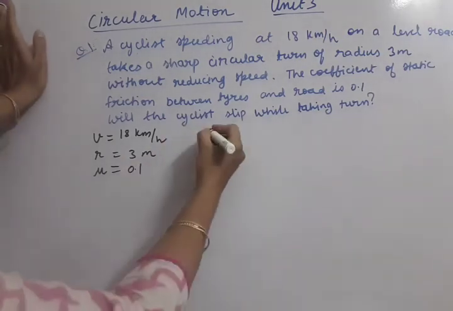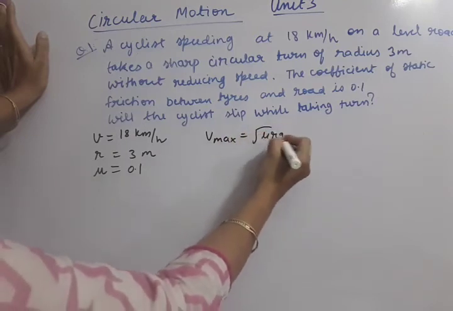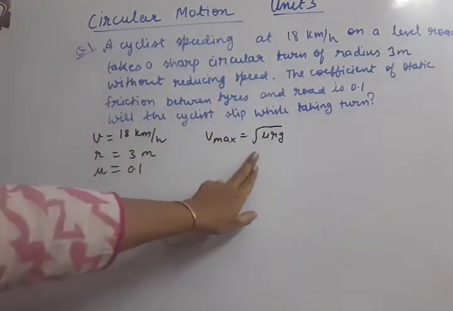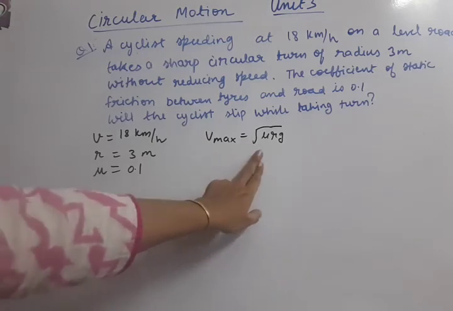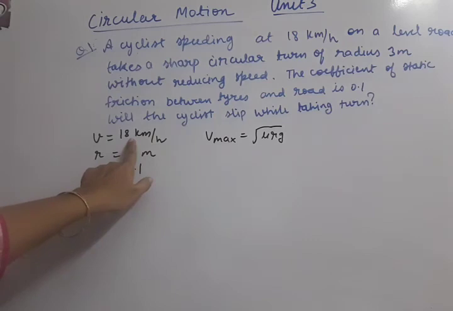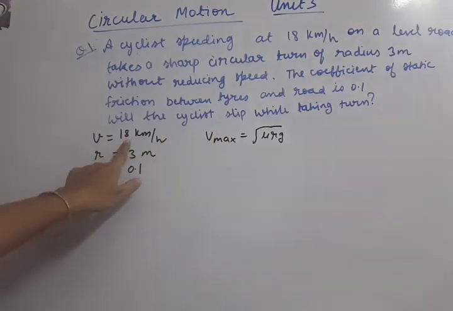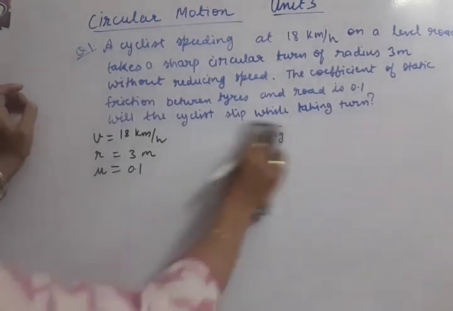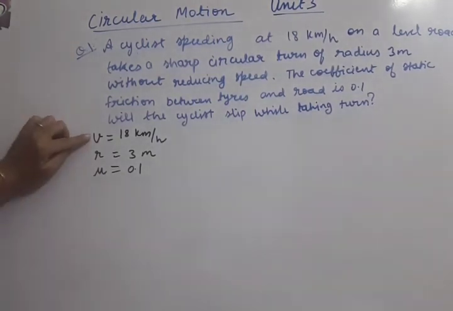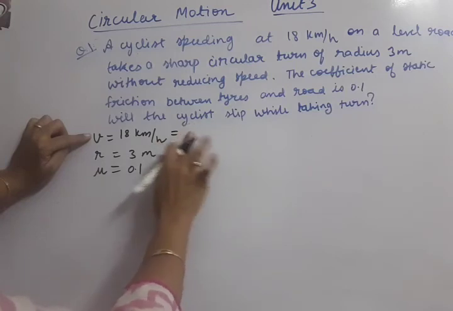So we have a formula for the maximum velocity of a safe turn. Okay, this speed is allowed. Now this speed is the allowed speed, and this speed is what he is using. Now if he is using more speed than the allowed speed, then he will definitely slip. So the answer will be yes. So let us check it. First of all we will convert this speed into meter per second. So it will become 5.